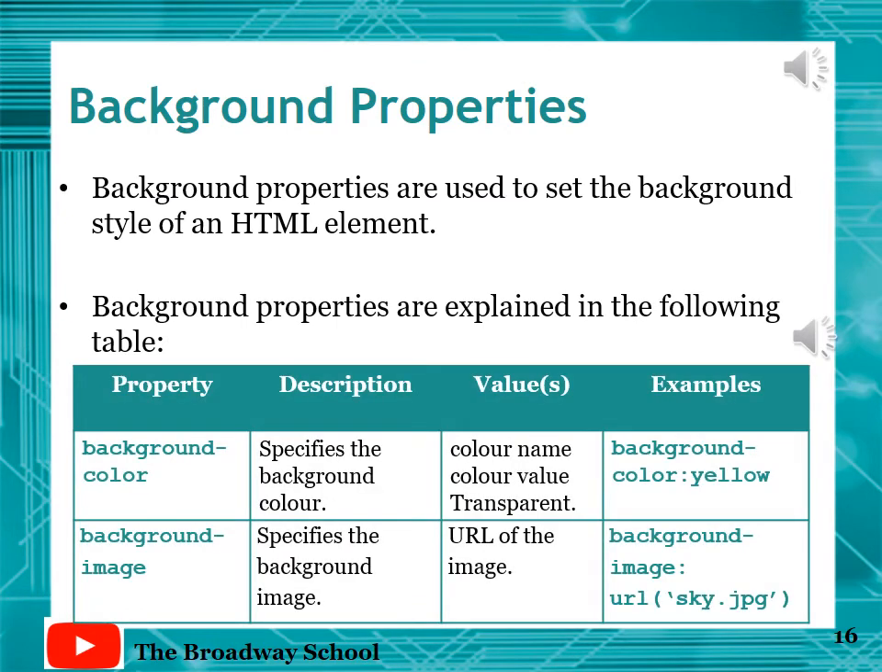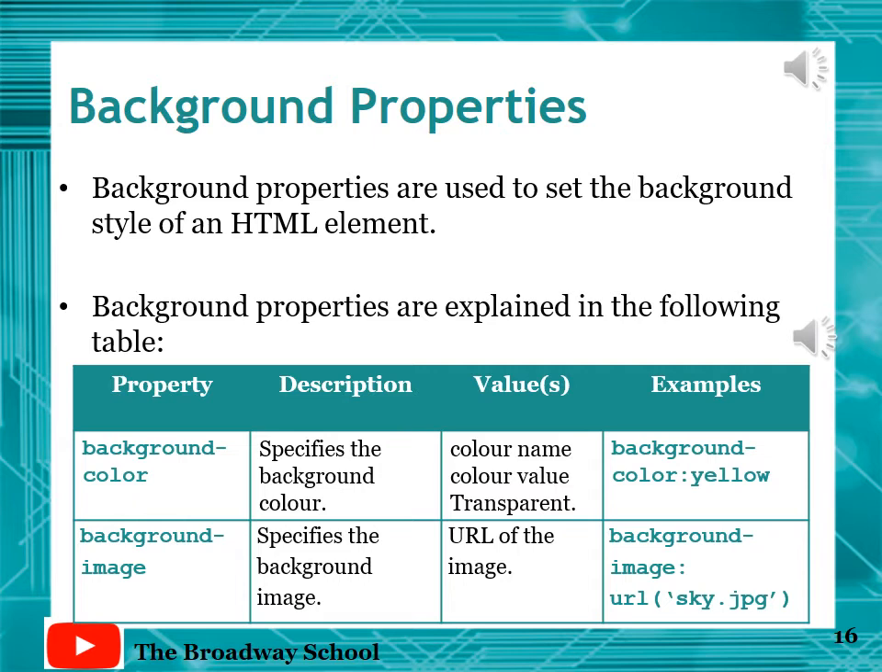Page number 139, background properties. Background properties are used to set the background style of an HTML document. Highlighted. Background properties are explained in the following table. Open page number 140. Here you have background properties. Background color: specify the background color. Its value can be a color name, color value, or transparent.